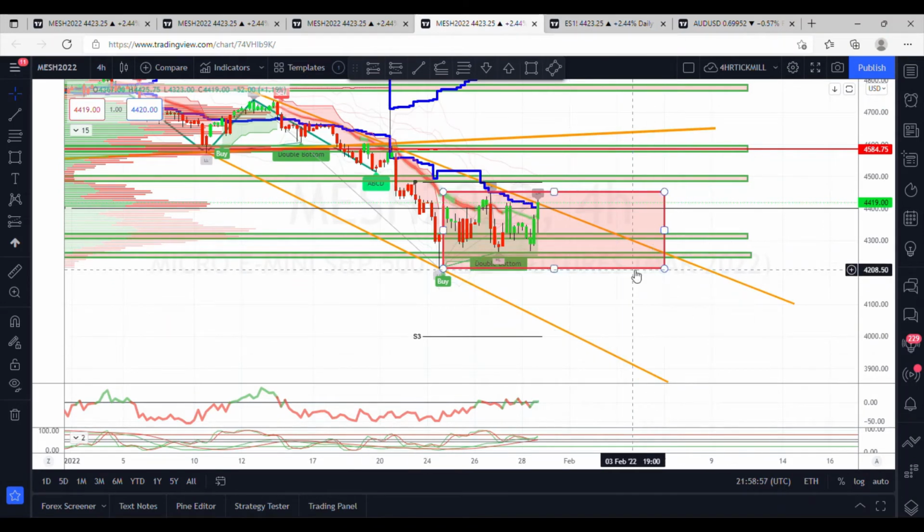Obviously got a rectangle again around this area. Again, I put a rectangle to see where the breaks are going to be, so it's clear and obvious for me. We need price to come back down.